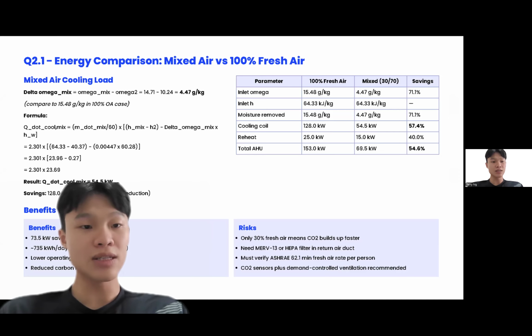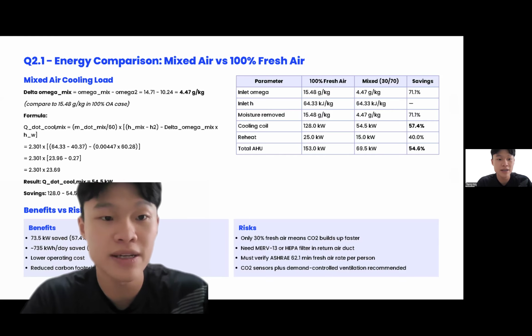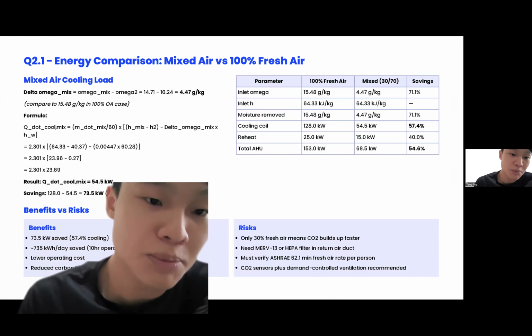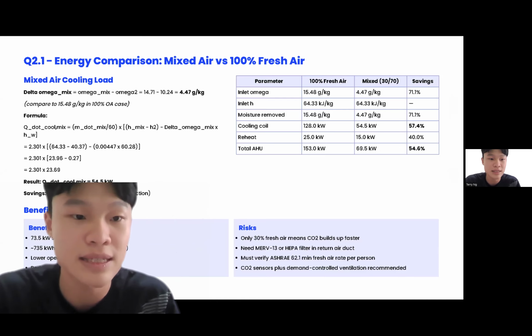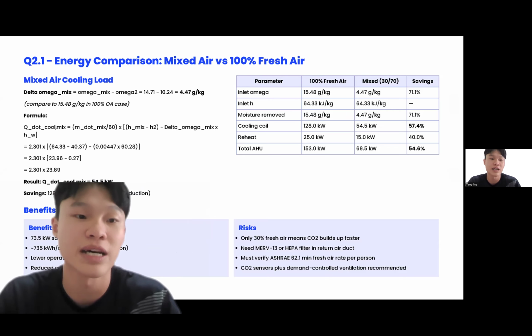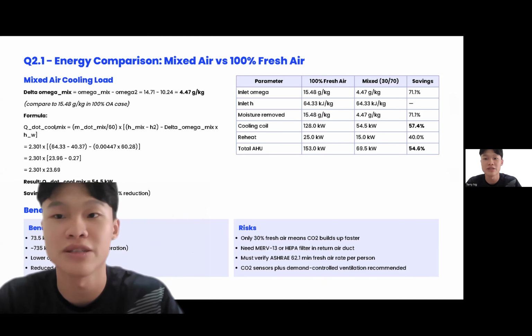On the risk side, only 30% is fresh air, so CO2 builds up faster. We need MERV13 or HEPA filtration in the return duct. We must verify against the ASHRAE 62.1 minimum fresh air rate per person, and CO2 sensors with demand-controlled ventilation are strongly recommended. The mixed air system is the correct engineering choice, but only with proper filtration and monitoring in place.